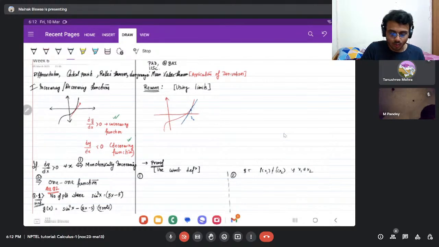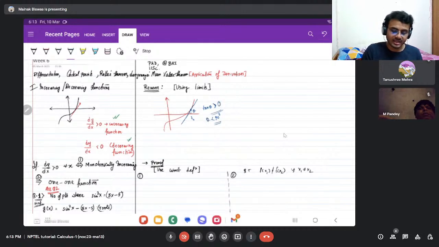So what is the slope? Is it positive or negative? Is tan theta greater than 0 or less than 0? It's greater than 0. So okay, this is because the angle theta is less than 90 degrees. So this is why it is greater than 0.